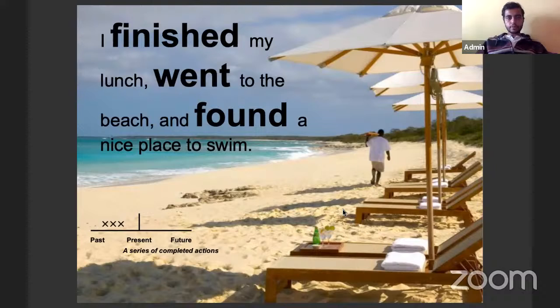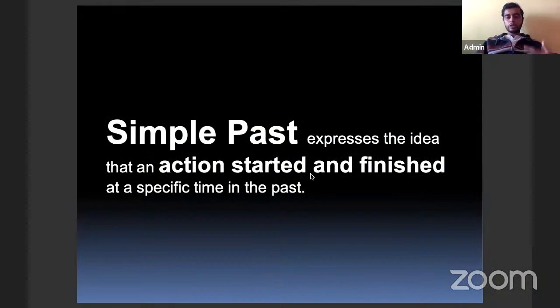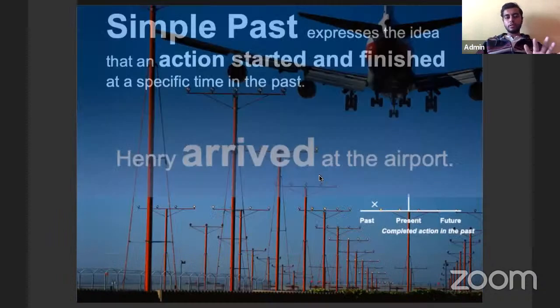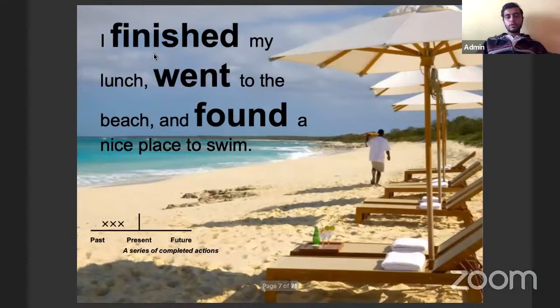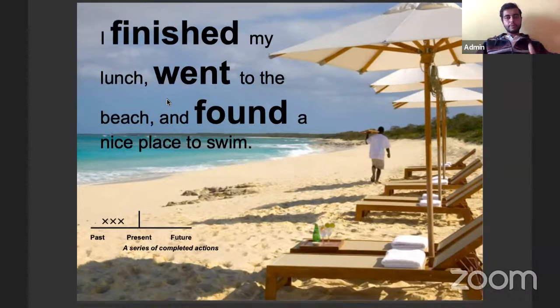Now again, I finished my lunch, went to the beach, and found a nice place to swim. Now finished is again simple past. Went, simple past. Found, simple past. What was simple past? Action started and finished at a specified time in the past. So first I finished my lunch, then I went to the beach, and then I found a nice place to swim. All of these actions I completed in the past and in a sequence. So all of these are examples of the past tense.